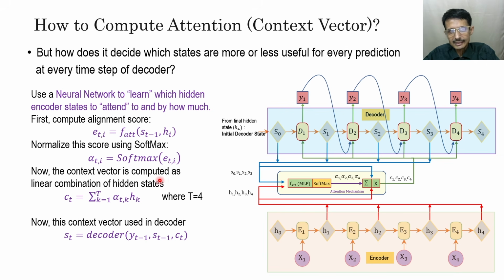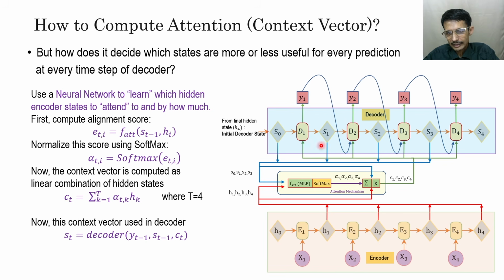Now the context vector is computed. It's a linear combination of these hidden states. So this is the context vector Ct, and this C1, C2, C0. Ct is equal to the sum over i equal to 1 to k of alpha tk into hk. So this hk is basically from here. Now this context vector is used by the decoder, that St, where every decoder input is Yt minus 1. So St minus 1 and Ct come in here.